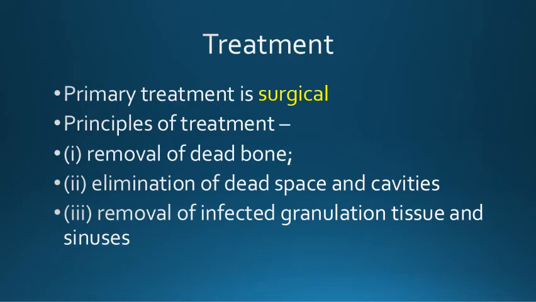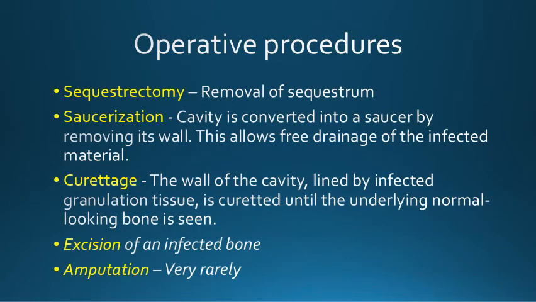So there are a few principles that are important. It is removal of dead bone, that is the sequestrum, elimination of dead space and cavities, and removal of infected granulation tissue and sinuses. Coming to sequestrectomy, sequestrectomy is the removal of sequestrum. Saucerization is a procedure in which a cavity is converted into a saucer by removing its wall. This allows free drainage of the infected material. In the next slide, we'll see it in pictorial representation.